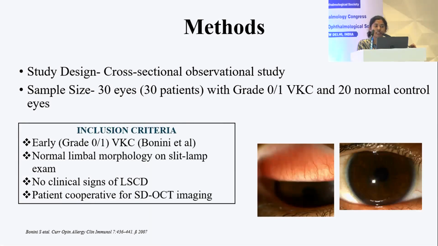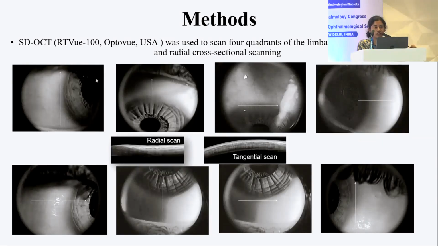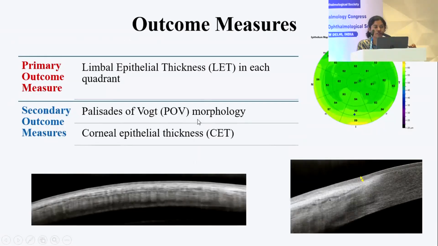So the patients had early grade 0 to 1 VKC as per the inclusion criteria, with a normal limbal morphology on slit lamp exam, no clinical signs of LSCD, and patients who were cooperative for SDOCT imaging were included. An OptoView AIOS2025 machine was used, wherein we scanned all 4 quadrants of the limbal area, both in a tangential and a radial manner as seen in this image. The primary outcome measure was the limbal epithelial thickness in each quadrant, and the secondary outcome measures were the palisades of Vogt morphology and the corneal epithelial thickness.